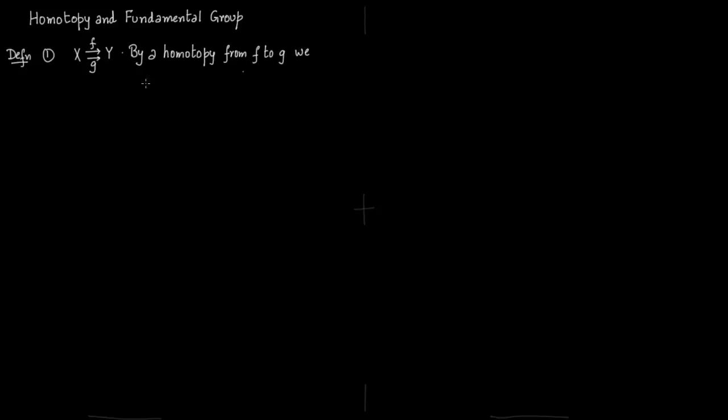we mean there is a continuous map. You denote this map by H, and this map goes from X times the unit interval 0 to 1 to Y, such that H of X comma 0, this X is from space X and 0 is from the interval, is equal to F of X, and H of X comma 1 is G of X. So that is pretty much it.